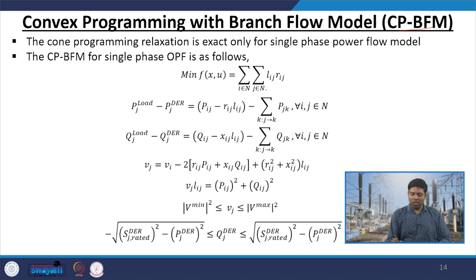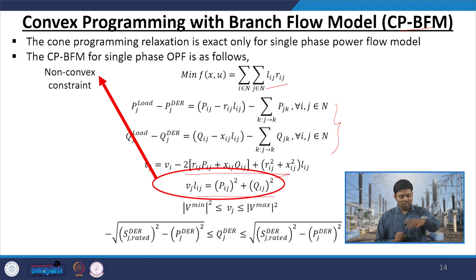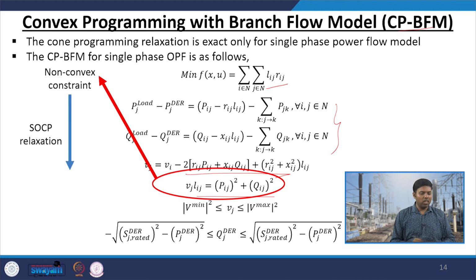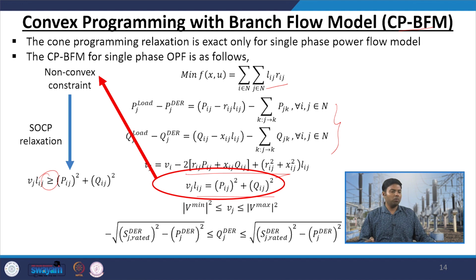We are reducing the loss subject to the power balance constraint, the voltage constraint, and the quadratic equality constraint, which imposes non-convexity. But you can change that with the SOCP relaxation to an inequality. If you do that, then your OPF problem will become a convex problem.